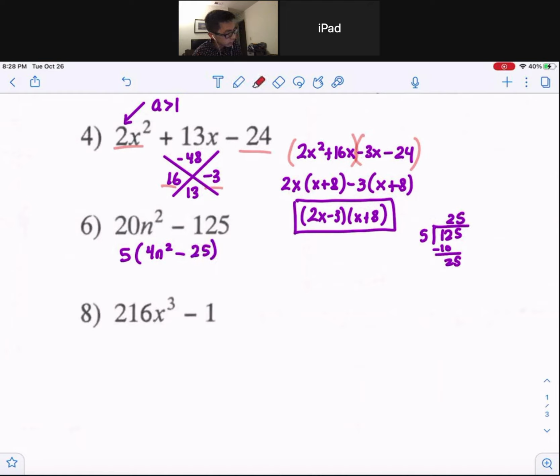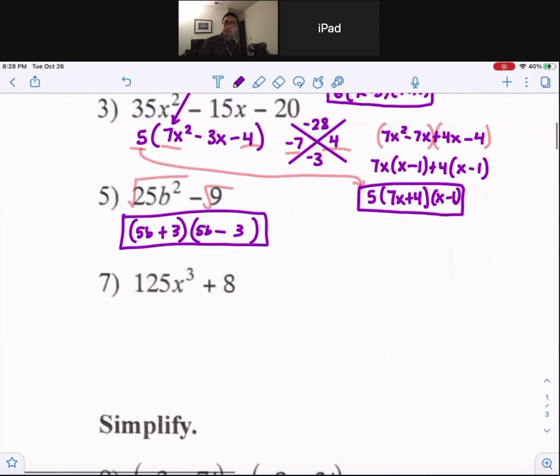Now, in the parentheses, this is another difference of squares factoring. So, square root both. What times what is 4n squared? 2n times 2n. What times what is 25? 5 times 5, plus and minus. And there are your factors.